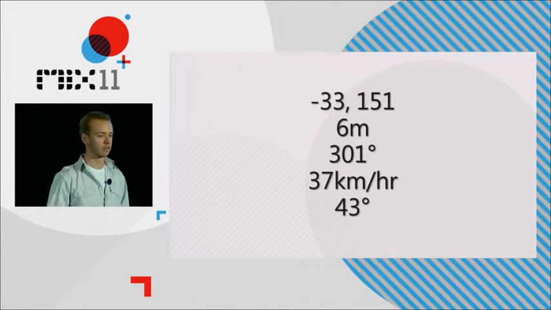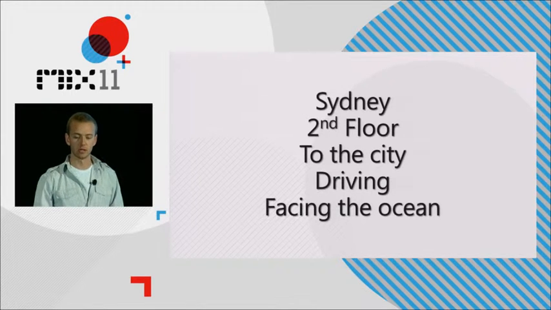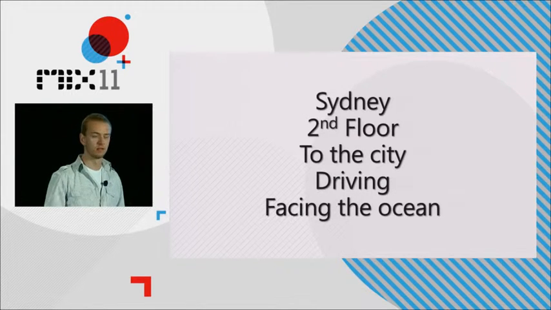So all those values there are what we're going to get back from a sensor. But then, as far as the user's concerned, they want to see something like, I'm in Sydney, I'm on the second floor, heading to the city, driving, facing the ocean, or something like that.